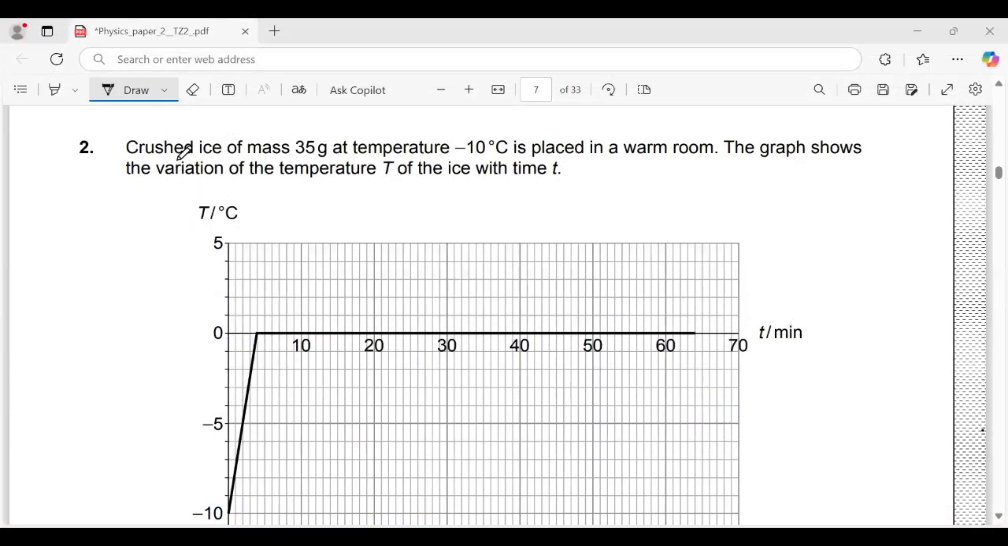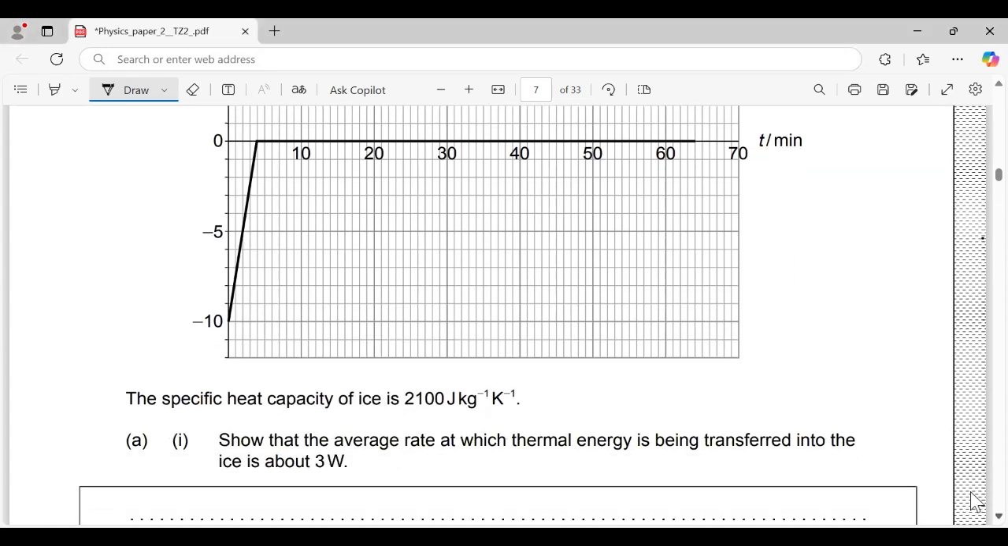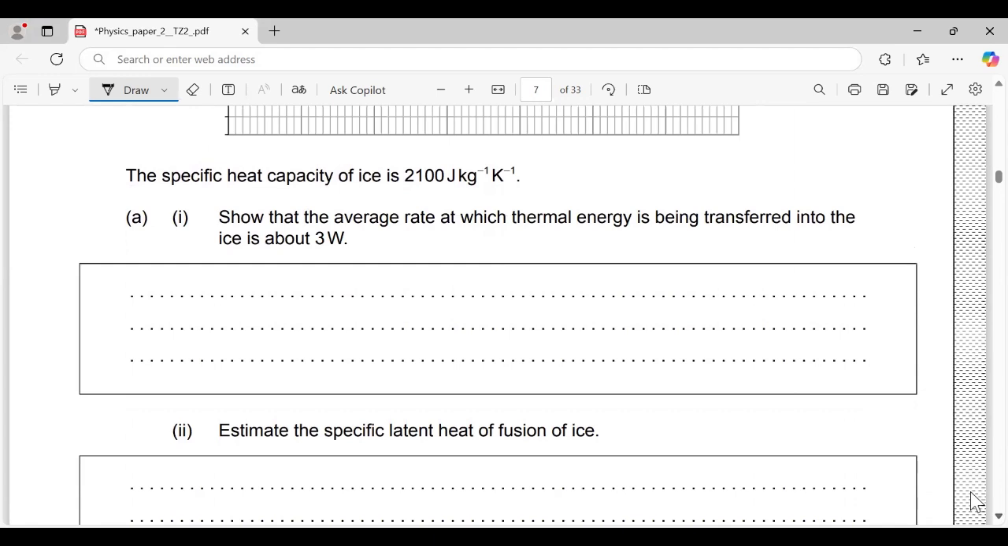Number two. A cube of ice of mass 35 grams at temperature minus 10 degrees Celsius is placed in a warm room. The graph shows the variation of the temperature T of the ice with time t. This is the graph. The specific heat capacity of ice is 2100 joule per kilogram per Kelvin. Show that the average rate at which thermal energy is being transferred into the ice is about 3 watts.